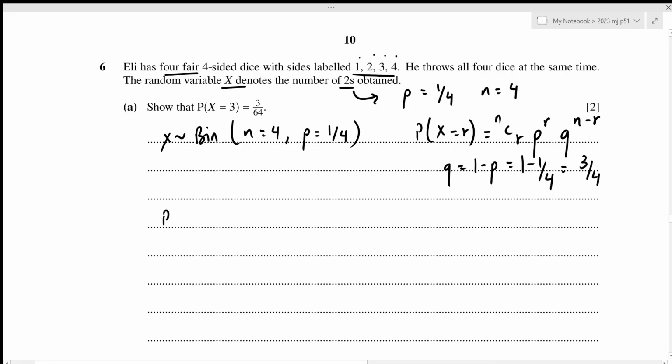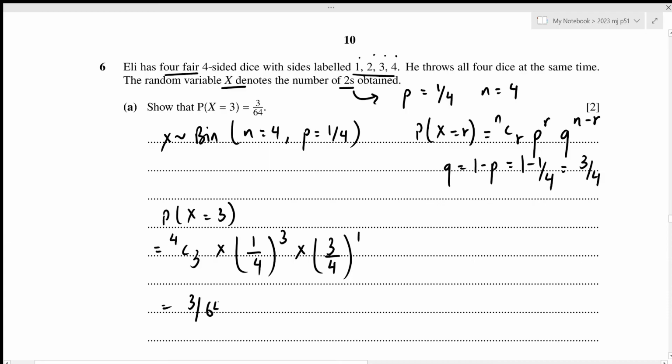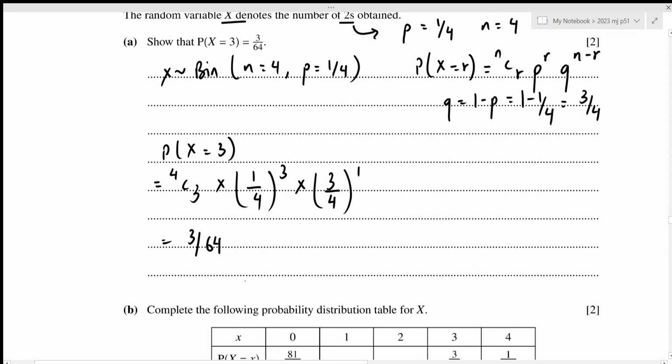Now let's calculate the probability of x equals 3. According to the formula, that should be 4C3 multiplied by p, which is 1 by 4 to the power 3, multiplied by q, 3 by 4 to the power 1. This results in 3 by 64, which is the required value. That's all for the first part.